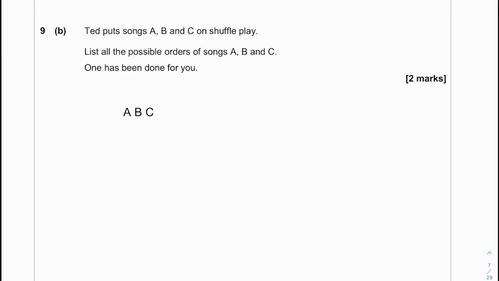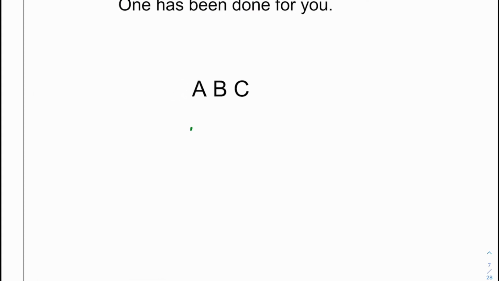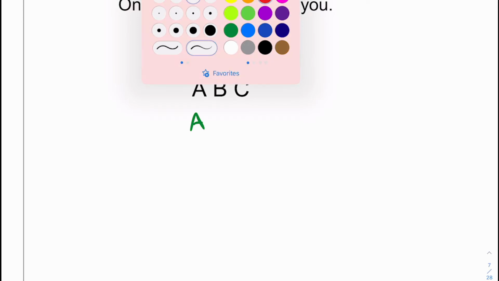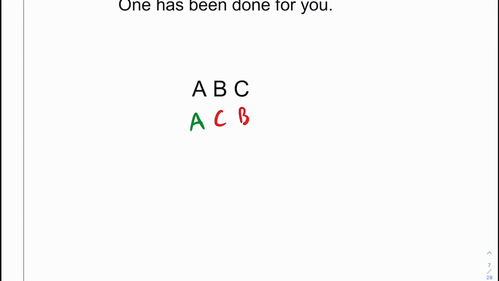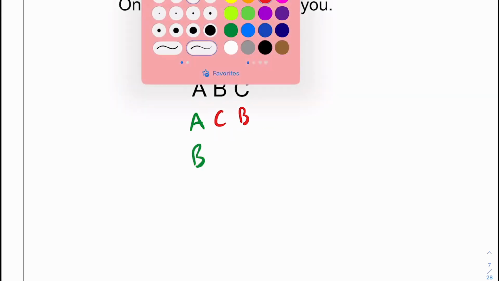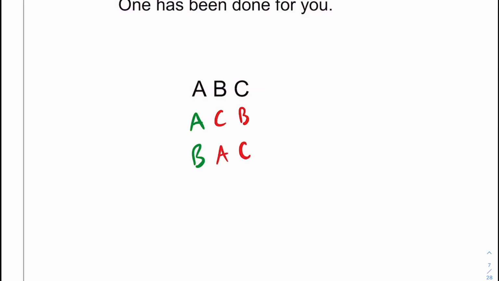Question 9b, we are told that Ted puts songs A, B and C on shuffle play. List all the possible orders of songs A, B and C, and the first one has been done for us. Okay, so let's keep A in position number 1. So we then have A, C, B. We can then put B in position number 1, because we've done all the combinations possible with A first, ABC and then ACB. So if we put B in position number 1, we can then have BAC, and we can also have BCA.